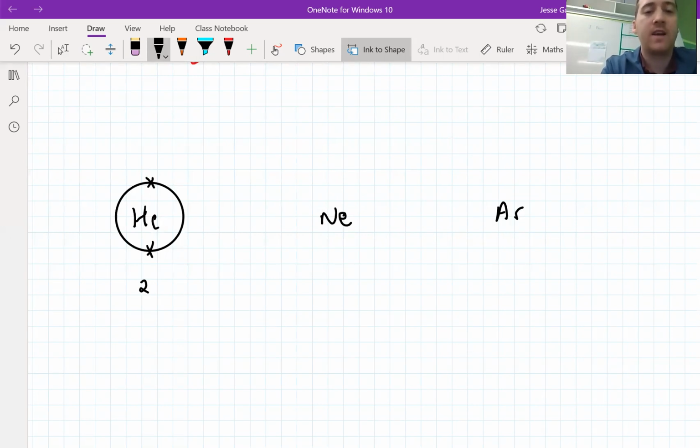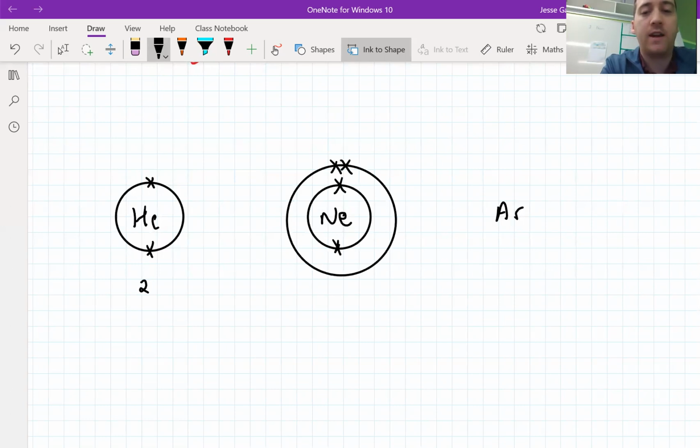Neon has an atomic number of 10. That means it's got 10 protons, and if it's got 10 protons, it's got 10 electrons. Here is 2 in the first shell, and I've got to put 8 more. So I'm going to open up a second shell and put 8 into the second shell. So this has an electronic configuration of 2, 8.